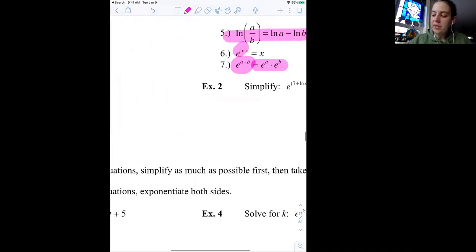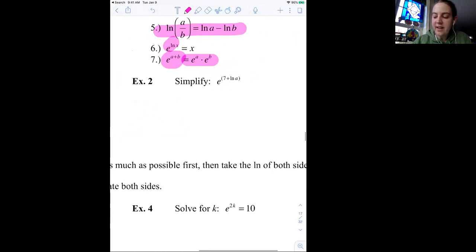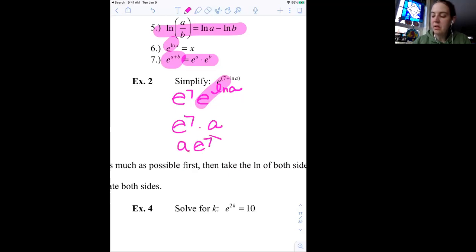For example 2, we want to simplify e to the 7 plus natural log of a. So that's e to the 7 times e to the natural log of a. Now, what simplifies here is this e and this natural log. Those cancel out. So we have e to the 7th times a. I would probably put the a in the front, call this a e to the 7th. There you go, no calculus involved.